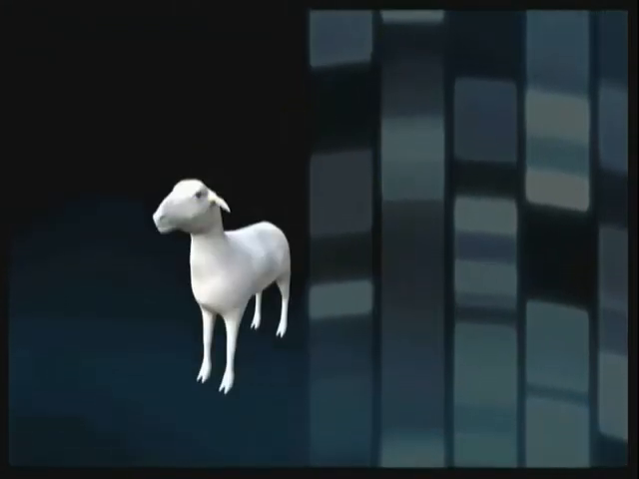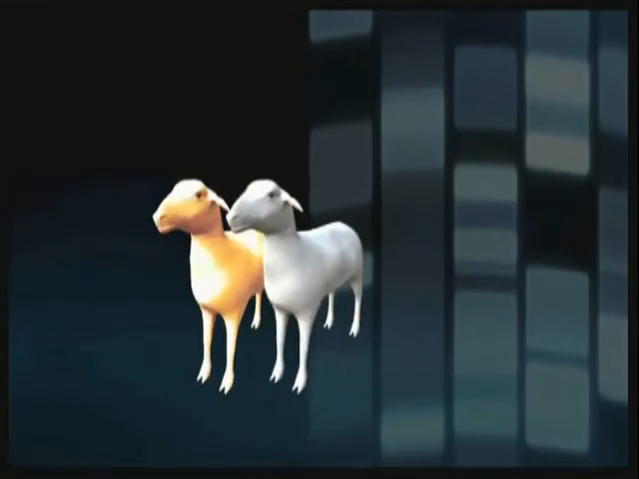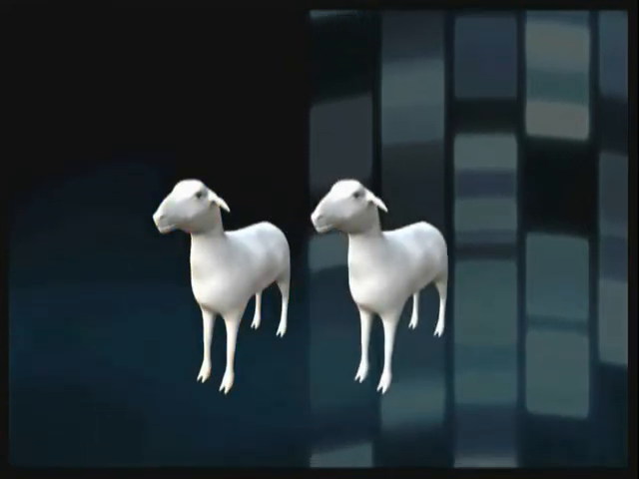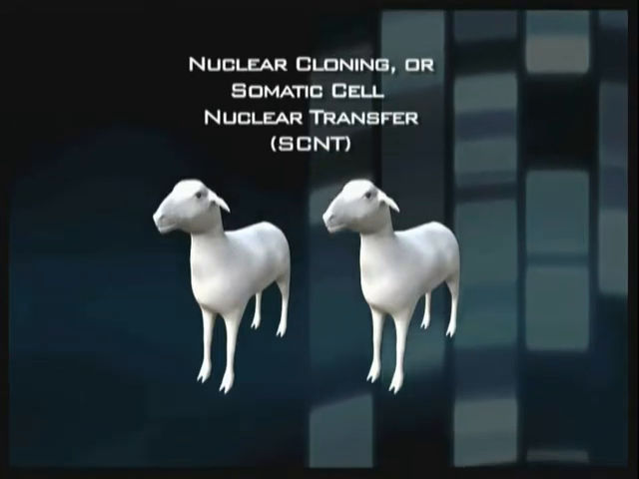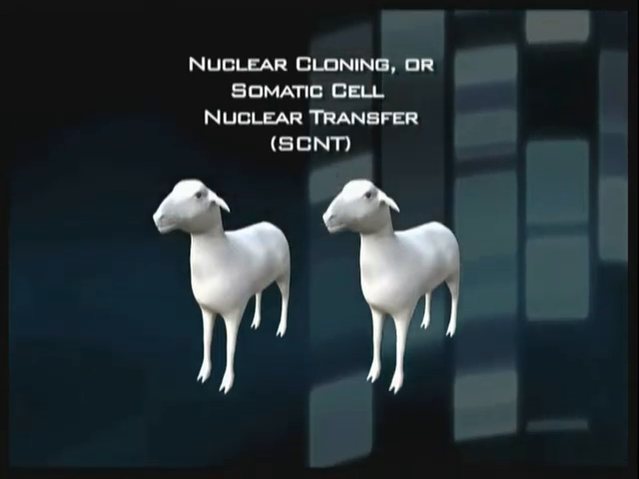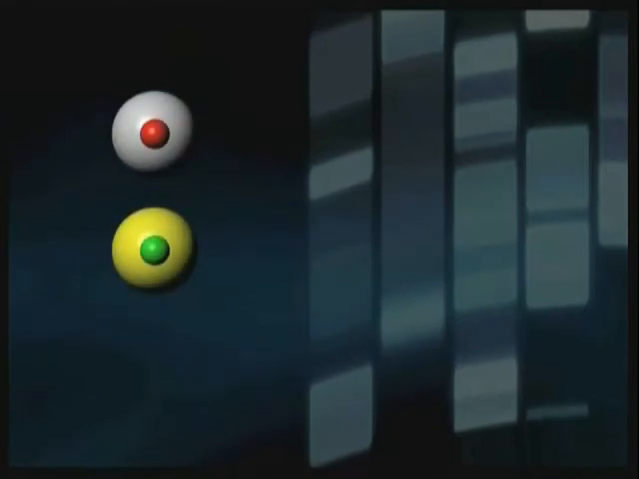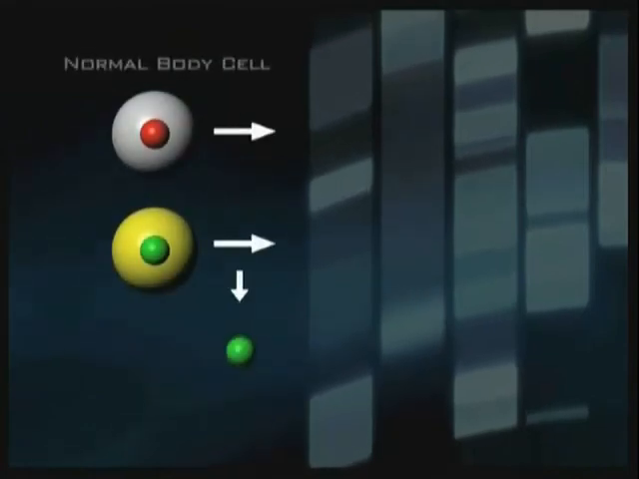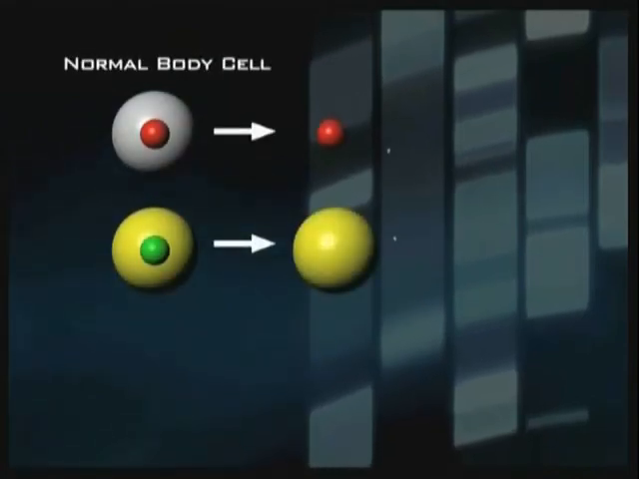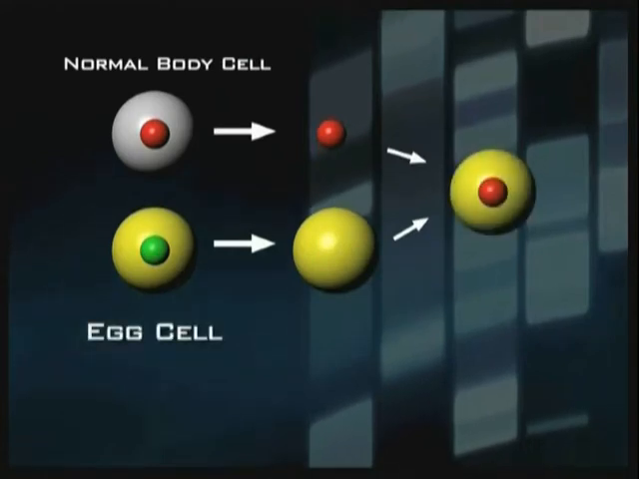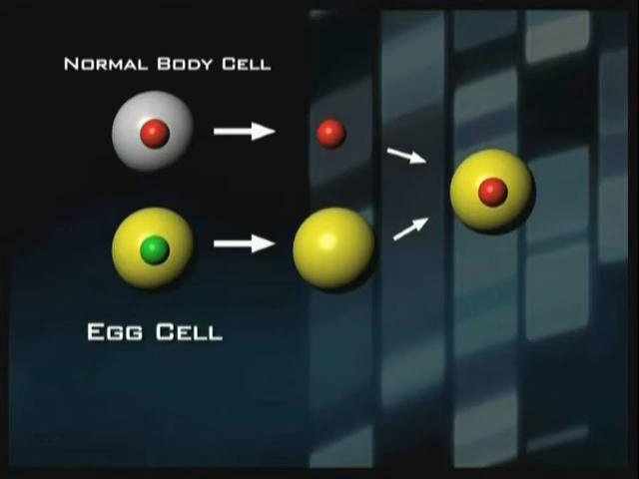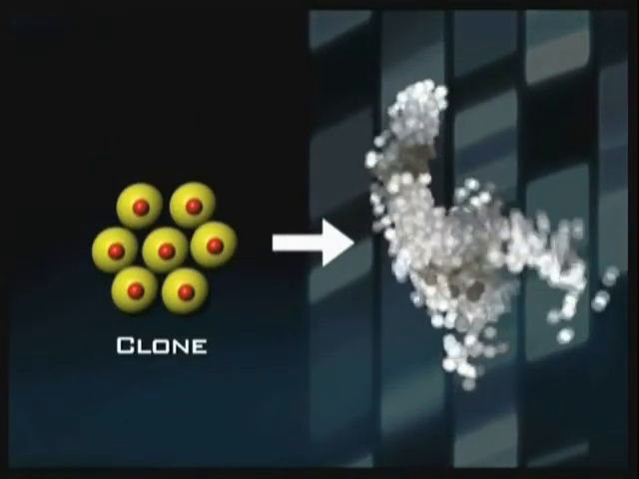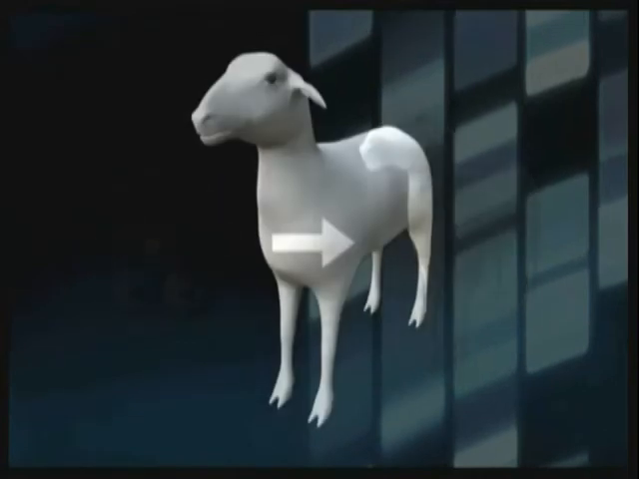But what about making a copy of a whole organism? For this, scientists use a technique known as nuclear cloning, or somatic cell nuclear transfer, SCNT. They take the nucleus of a normal body cell, which contains all its DNA, and put it into an egg cell, which has had its own nucleus removed. So the egg cell has its DNA replaced, and the idea is that the new egg cell will develop into an organism with identical DNA to the original.